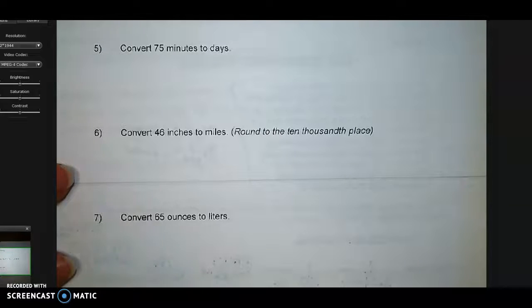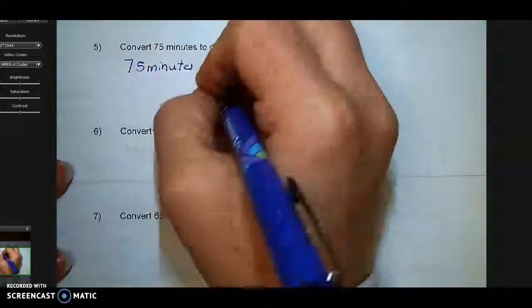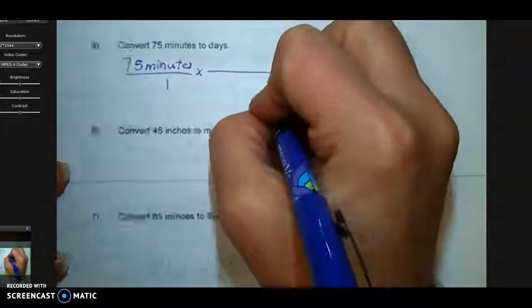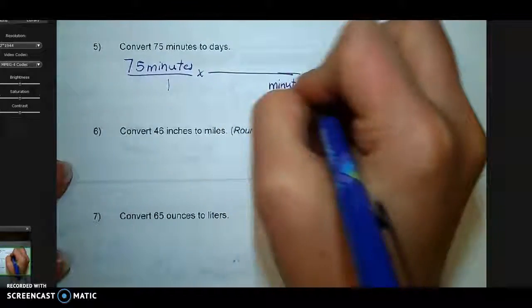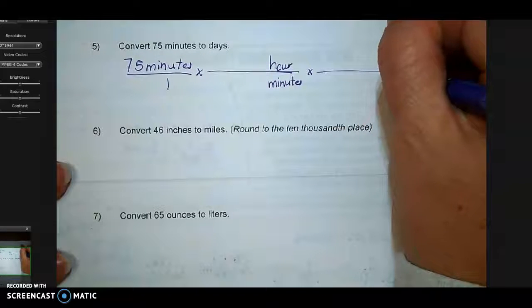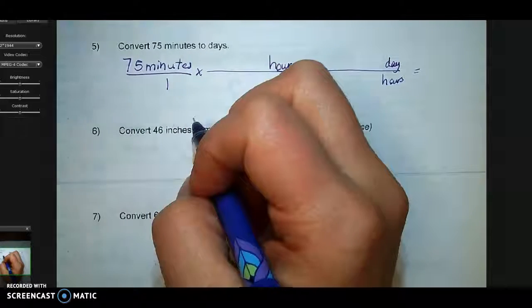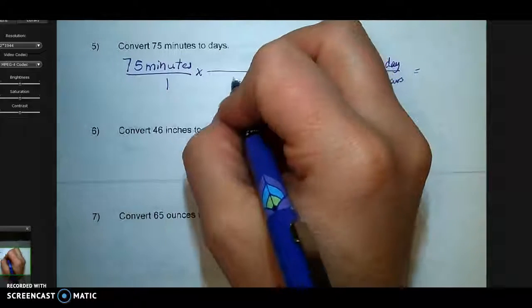On the back of our paper, we have a few more that might seem like something you would actually use, because I can't remember last time I used barrels or had to figure out how many days there were in a part of a century. But I might have to convert minutes and days, like time-wise. I'm going to do something like this more often. So if I had 75 minutes, now I don't know how many minutes there are in a day, but I do know how many minutes there are in an hour, and then I know how many hours there are in a day. So 75 minutes is going to be a very small part of a day.